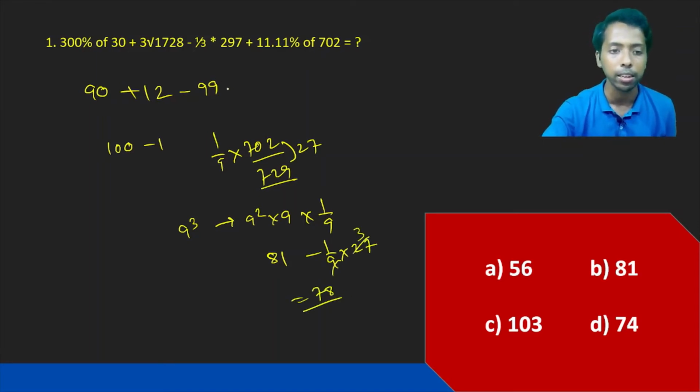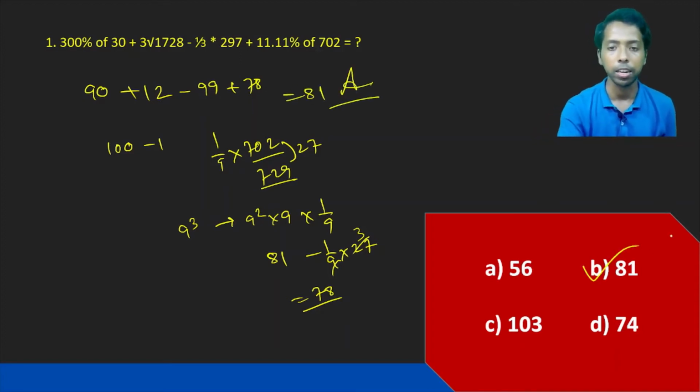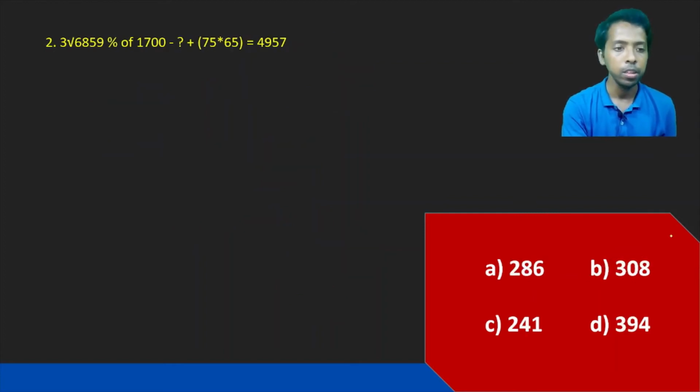So what is our exact result here? That is 78. So 99, 90 is plus, so minus 9 plus 12 plus 3 plus 78, that is 81, the answer. So option B is the correct choice, right? Moving to the next one.